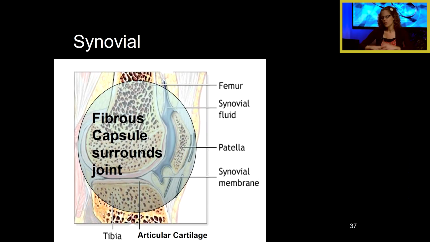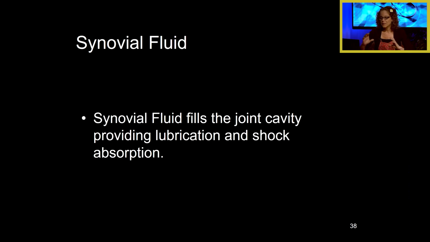So what we want to think about is this joint is covered with this fibrous capsule, and it surrounds the joint. What this fibrous capsule has is synovial fluid. Synovial fluid fills the joint cavity, and it provides lubrication and shock absorption. When we think about it, we jump, we run, we do aerobic activities, we do things that put a lot of impact on our joints. So it's this cartilage along with the synovial fluid that helps with shock absorption.